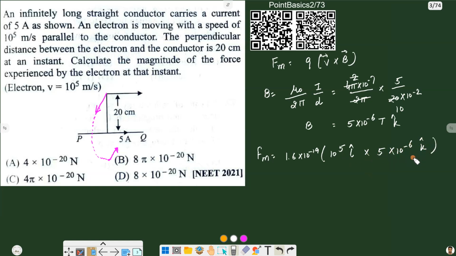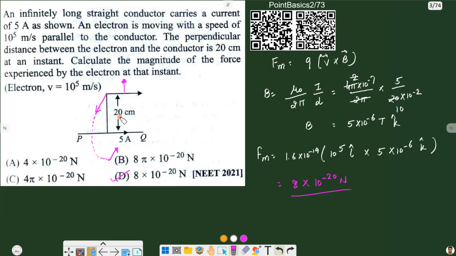Now i cross k is j, which means the force on the electron will be in the positive upward direction. And finding the magnitude, 1.6 into 5 will be 8, into 10 raised to power minus 19 minus 6 plus 5, so 10 raised to power minus 20 Newton. That will be the force, which means option D will be the right answer.